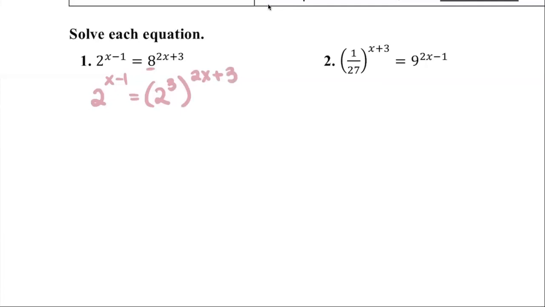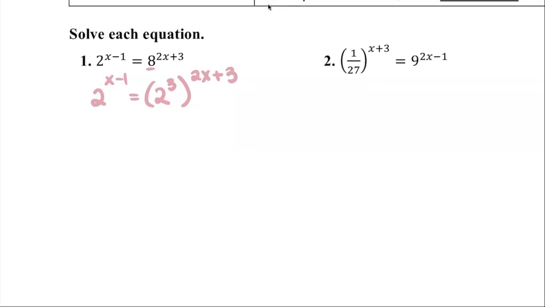Everybody cool with that? Anybody not okay? Let me know in the chat. All right, because there's an essential step right here. Everyone's good? Okay, all right.